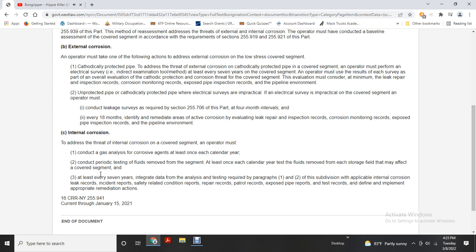Internal corrosion. To address the threat of internal corrosion on a covered segment, the operator must: 1. Conduct gas sampling for corrosive agents at least once each calendar year. 2. Conduct periodic testing of fluids removed from the segment at least once each calendar year. 3. Test fluids removed from the storage field that may affect the covered segment at least once every 7 years. Integrate data with the analysis and tests required in paragraphs 1 and 2 of this subdivision applicable to internal corrosion, including leak records, incident reports, safety related condition reports, repair records, patrol records, exposed pipe reports, and test records, and define and implement appropriate remedial actions. 941 low stress reassessment.